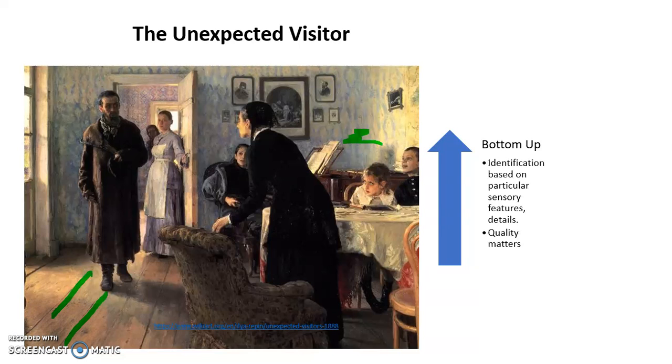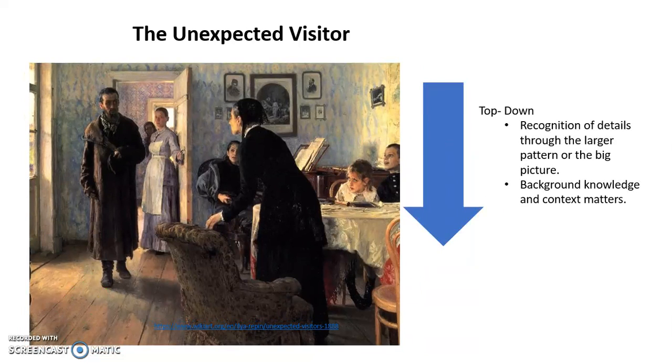This is bottom up. Now, in the process of looking at details, poor lighting, blurry images, or even slurred speech can impede the processing. Simultaneously, the brain makes use of higher order information, such as background knowledge, context, and overall patterns to help us with recognition details.